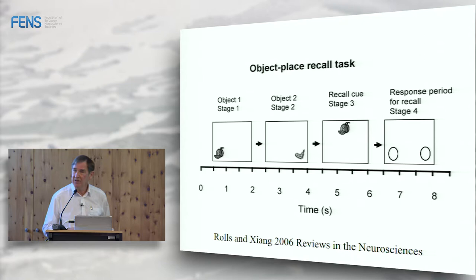Okay. Here's what you have to do. I present an object in this location on the screen. Then I present an object in this location on the screen. Then I just present the object here, and you have to recall where the object had been seen on that trial. Left. Thank you. You're very good.